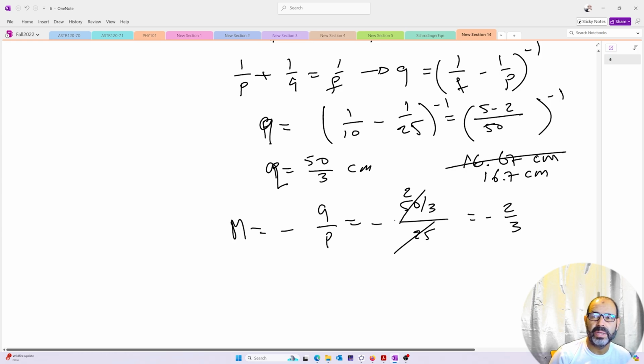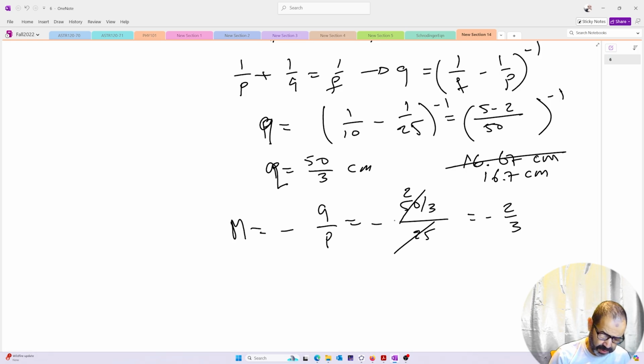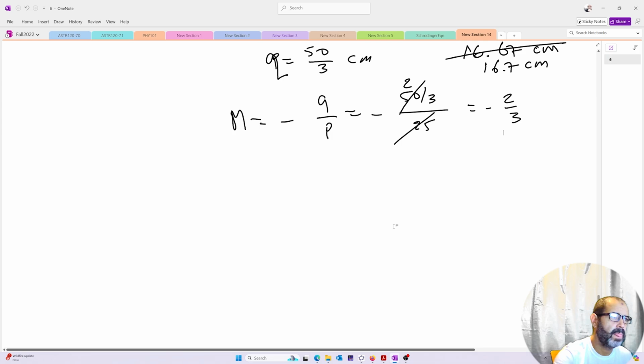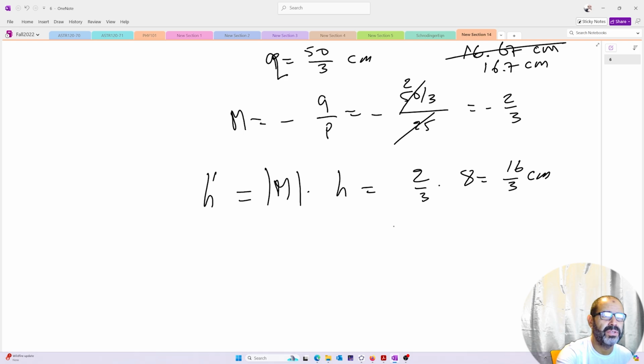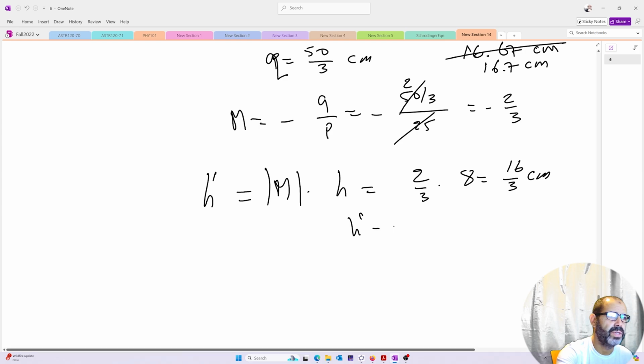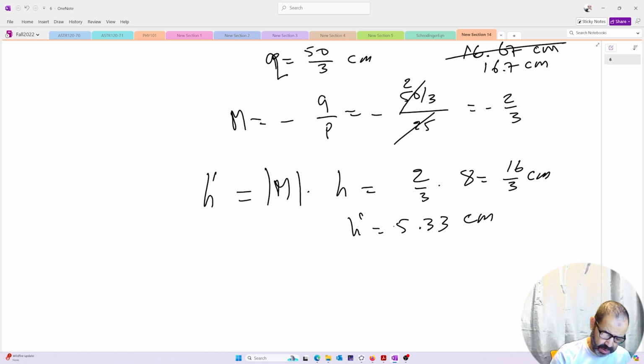It has no units in the equation, so it shrunk by a factor of 2/3, and it's inverted because of the negative sign. Then the image's height, h prime, is going to be the absolute value of m times h, which means 2/3 of an h, and h in the beginning was equal to 8 centimeters. So this is 16 over 3 centimeters, okay? Just slightly more than 5. Actually, 15 divided by 3 is 5, and you have a third. 5 and a third. So h prime is 5.33 centimeters, okay? So that's how high the image is, okay?